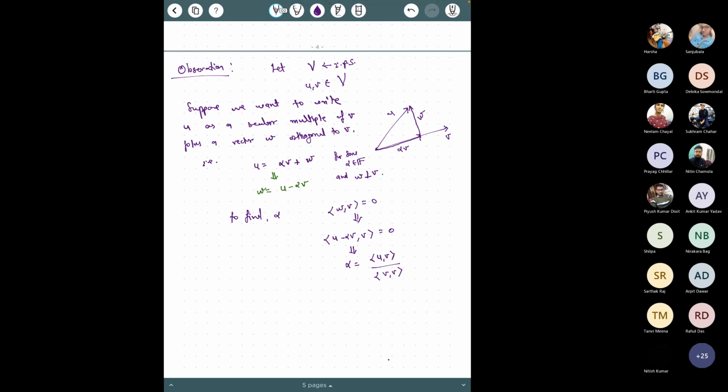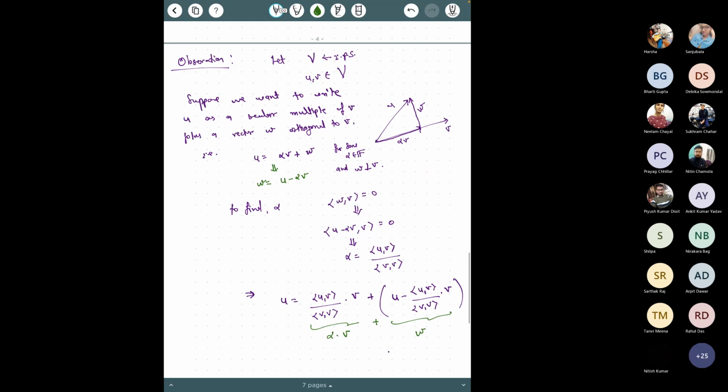So from here you can find this alpha, and once you know this alpha, you can write u as alpha times v. What is alpha here? Inner product of u with v divided by inner product of v with itself, times v. So this is alpha v, plus w, but w is u minus alpha v. So what we have done here is written u as a scalar multiple of v, alpha times v, plus a vector which is orthogonal to v. You can check that this w is actually orthogonal to v.